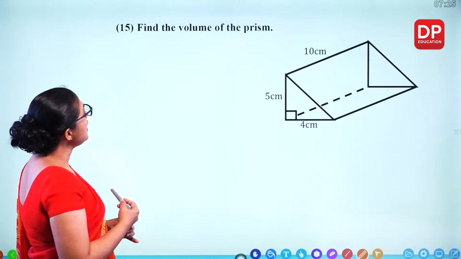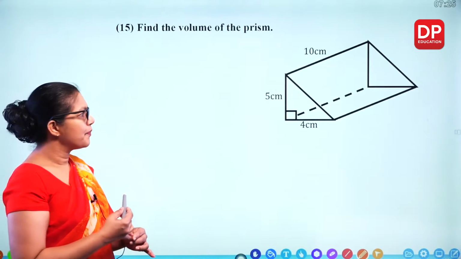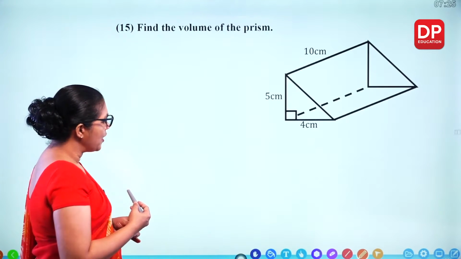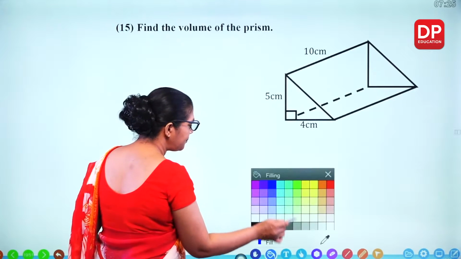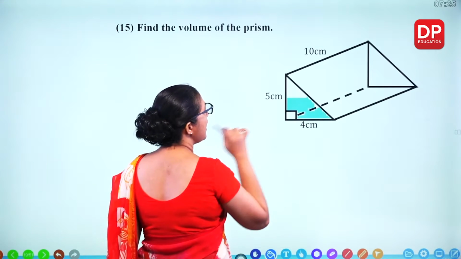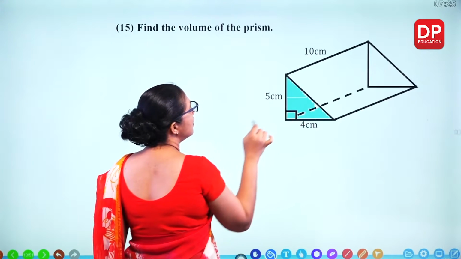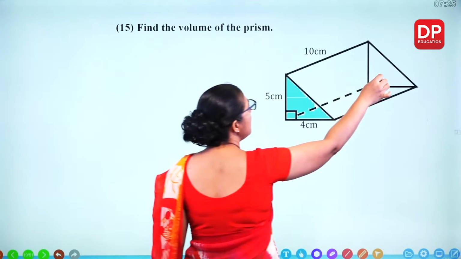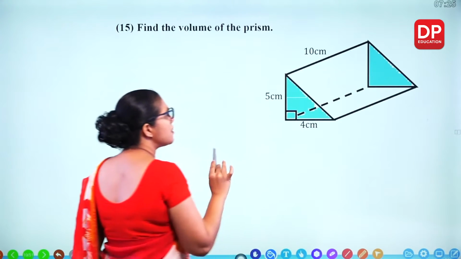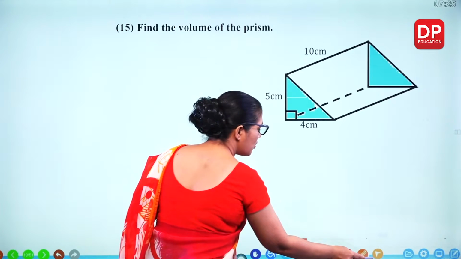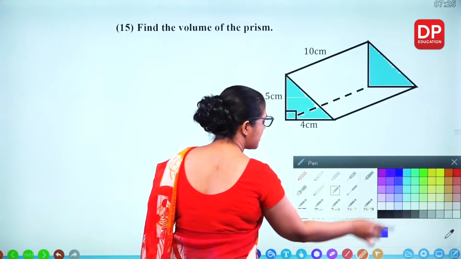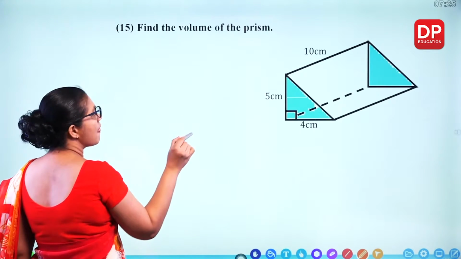Question number 15, find the volume of the prism. So how do you find out the volume? If you know the cross-section area, you can multiply by its length. So that's the cross-sectional area in this prism.